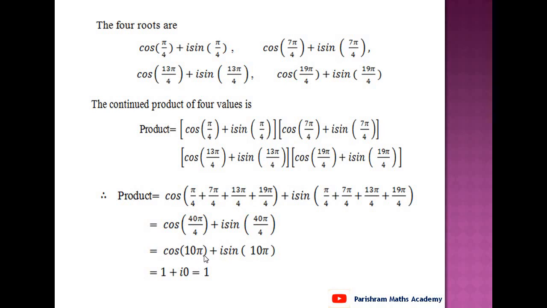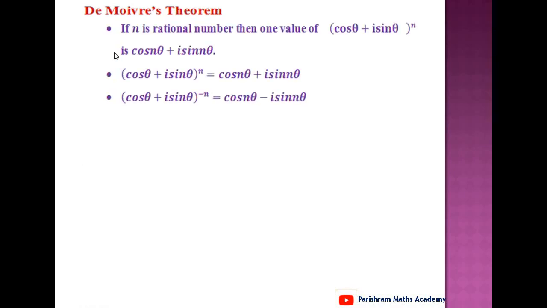But the value of cos of 10 pi is 1 and the value of sin of 10 pi is 0, and therefore it is equal to 1, and therefore the continued product is equal to 1. These are the applications of De Moivre's theorem. Then the summary. First, you can summarize this topic.